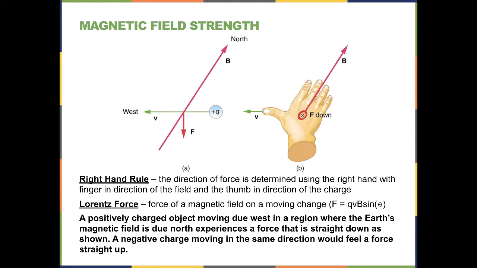A positively charged object moving due west in the direction of the Earth's magnetic field, which is due north, experiences a force that is straight down. A negative charge moving in the same direction would experience a force straight up. So if it's a positive charge, it is in the direction that your finger would point. And if it's a negative charge, it's opposite the direction that your finger would point, using the right-hand rule.